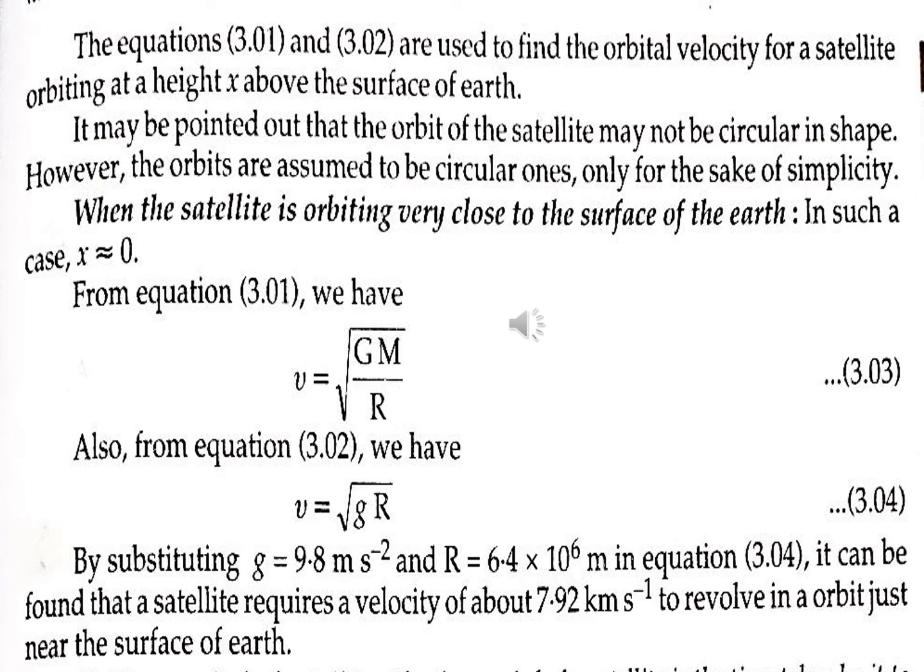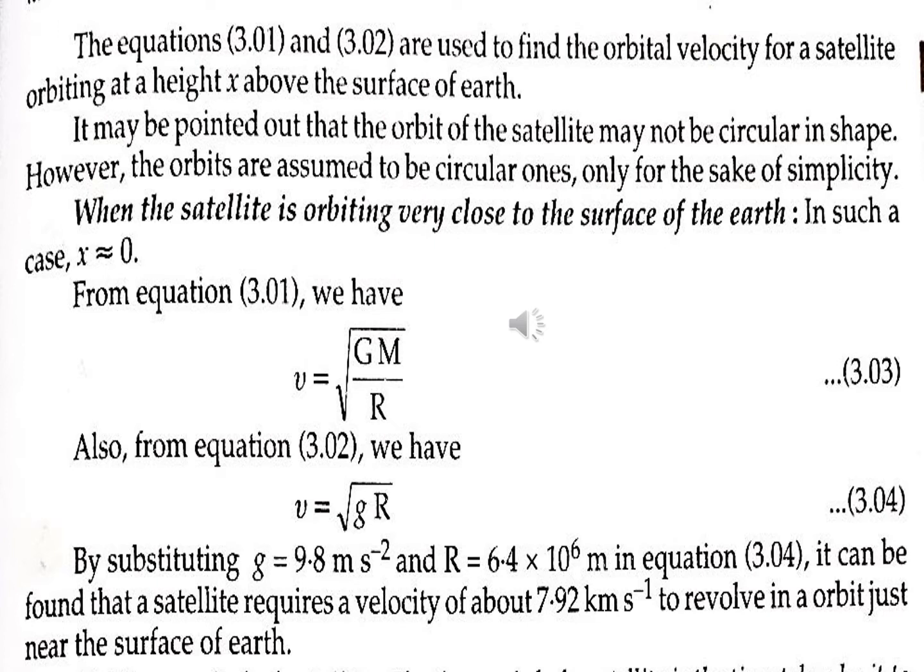So v is equal to under root gr. When we substitute the value of centripetal force mv square upon r plus x, where g is the acceleration due to gravity, 9.8 meter per second square, R is the radius of the Earth, 6.4 times 10 raised to the power 6 meter. In this equation, we can find the satellite velocity. So v is equal to under root GM upon r plus x.